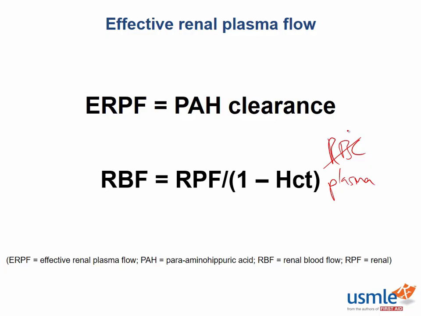So here's a question related to the blood flow for you. How much of the resting cardiac output do the kidneys receive? Well, the kidneys receive about 25% of the resting cardiac output. This is typically about 1.2 liters per minute.